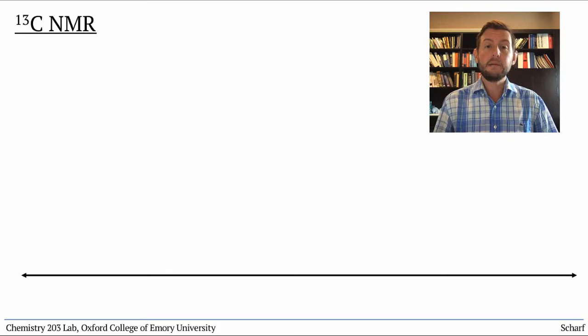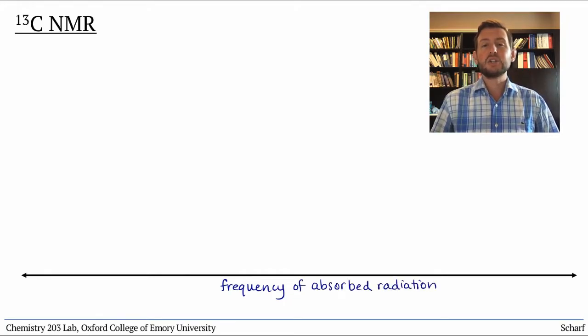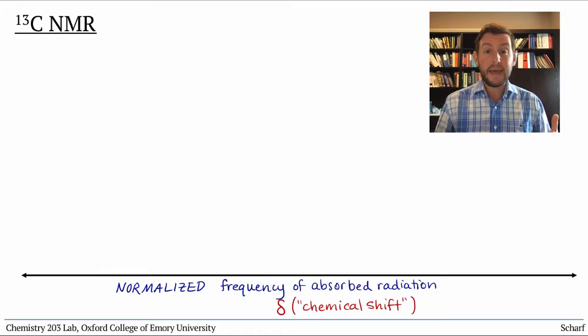A carbon-13 NMR spectrum has an x-axis that shows frequency of absorbed radiation, albeit in a strange way. This axis actually shows delta, called the chemical shift, which is a normalized frequency. Since the frequencies of photons absorbed by a given molecule depend on the strength of the magnetic field they're in, this scale allows researchers with different instruments and different magnets to use the same scale. The units are parts per million, or ppm, for reasons that aren't terribly important to us, but you can read about it on page 56 of the textbook.